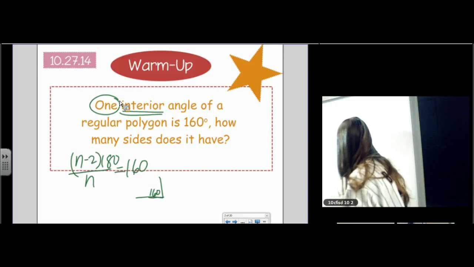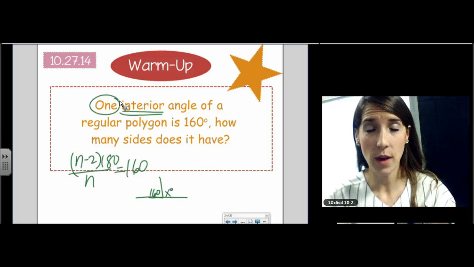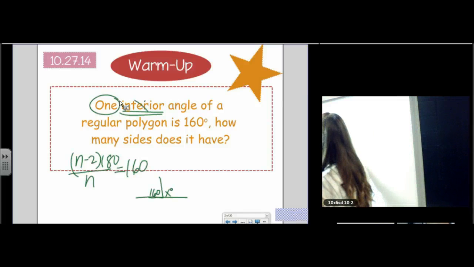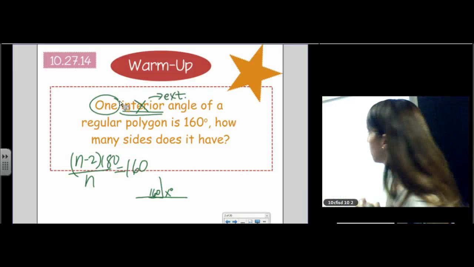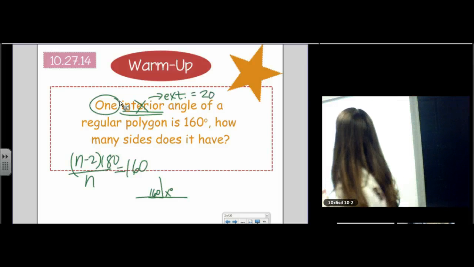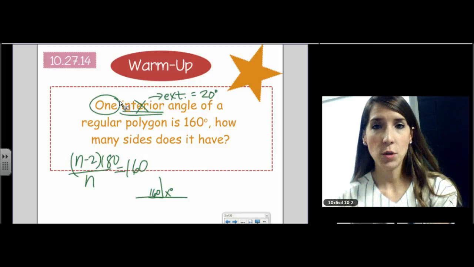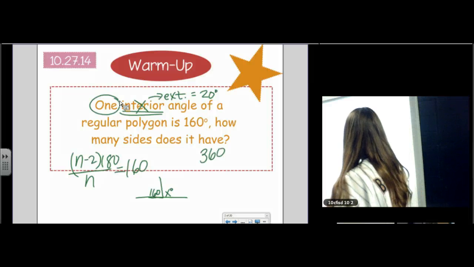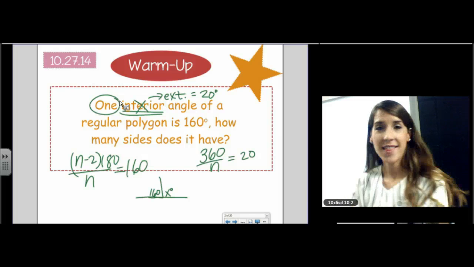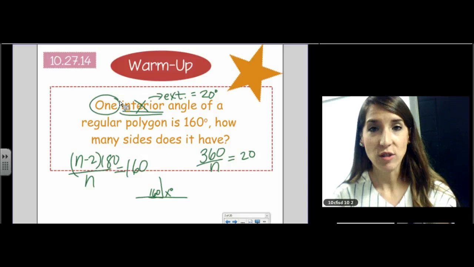So for every interior angle, there's an exterior angle that goes with it. And they're always going to form a linear pair, these two angles. So what I would do is convert this from an interior to an exterior angle by subtracting from 180. So the exterior angle is 20 degrees, not 160. So now we've moved from interior to exterior. And the exterior formula for one exterior angle is much easier than the formula for one interior angle. So you convert to exterior and you solve for n.